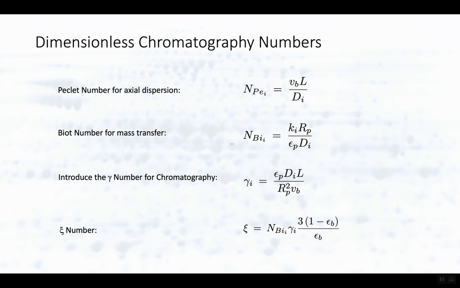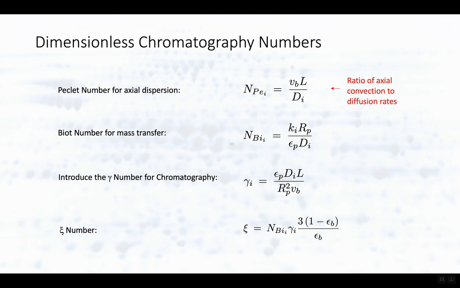So the Peclet number is a measure of axial dispersion. So it's how much axial diffusion we'll get over the time the material resides in the column. The velocity times the length is L squared per unit time. Diffusion is L squared per unit time. So the Peclet number is a dimensionless number. It's the ratio of axial convection to diffusion rates. So it's our band broadening as it diffuses axially in the column.